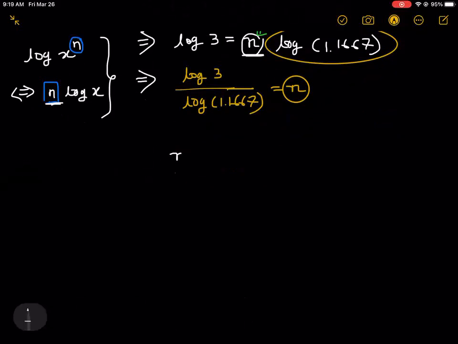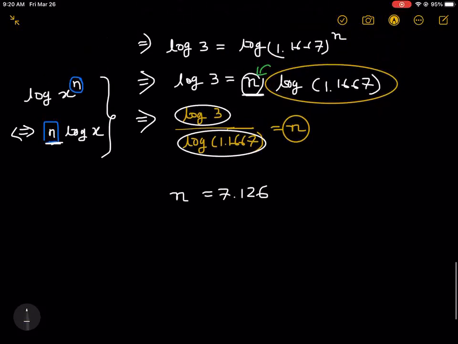So if we use our calculator, it should give our desired result. Let's check. I'm doing it myself, and you can cross-check your work with me. So use your calculator to divide log 3 by log of 1.1667. My calculator gives me 7.126, taking up to 3 decimals.